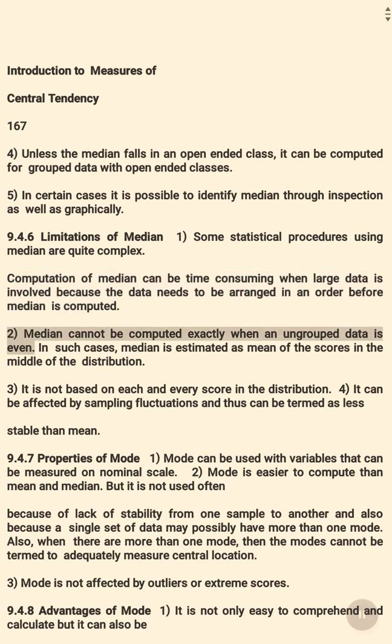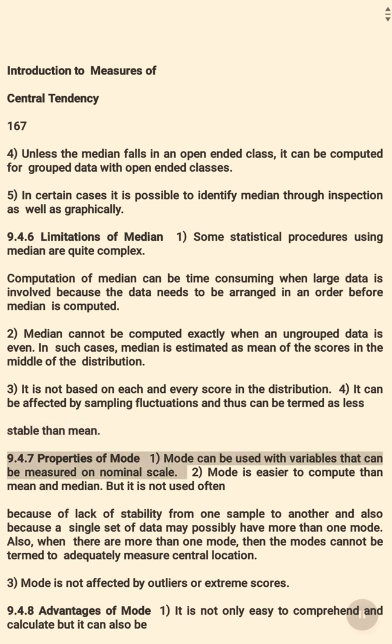2. Median cannot be computed exactly when an ungrouped data is even. In such cases, median is estimated as mean of the scores in the middle of the distribution. 3. It is not based on each and every score in the distribution. 4. It can be affected by sampling fluctuations and thus can be termed as less stable than mean.